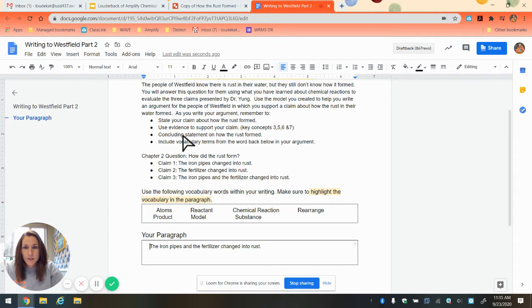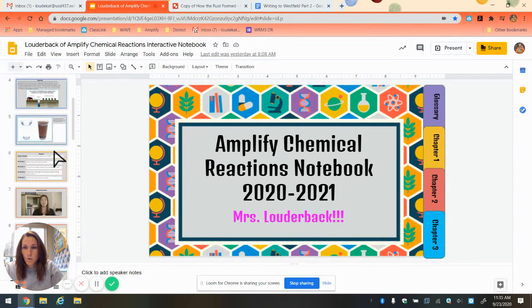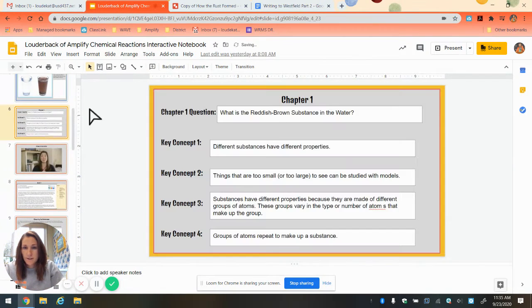And then, of course, I'm going to look at the next stage, which is to use evidence to support the claim. So how do I know that it was the pipes and the fertilizer that changed? This is where I'm going to have to use my descriptions. So I know that in my evidence, I want to include key concepts 3, 5, 6, and 7. So let's go back to our notebook, and we want slide 6. Our chapter 1 has our key concepts right here.